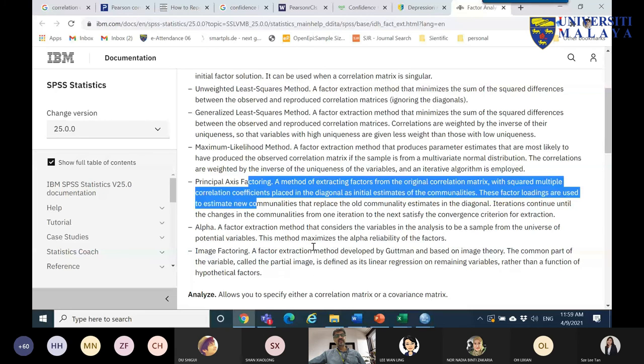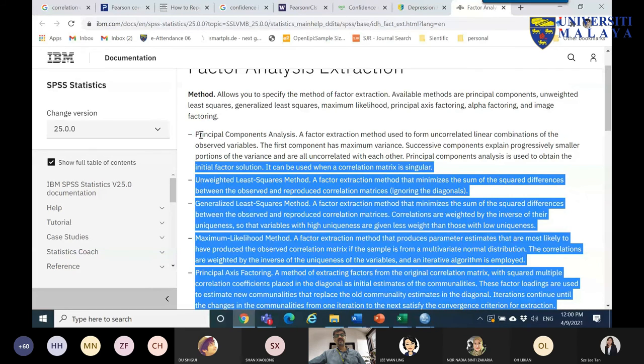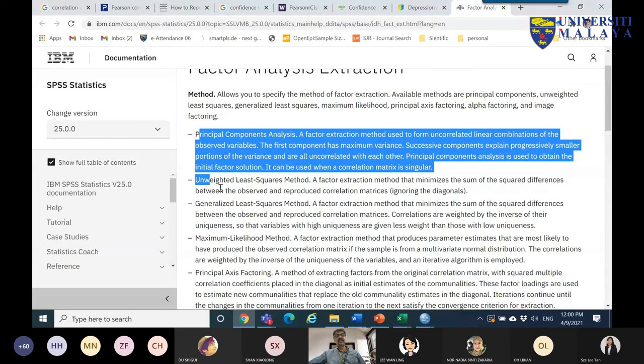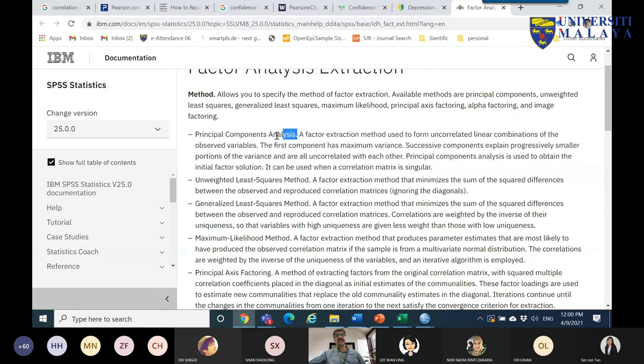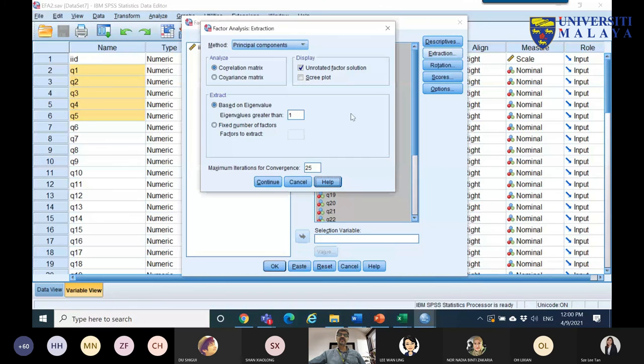I don't want to go through these details. Of course, if anybody is interested in knowing more about factor analysis, you know how to find it. Very simple: go to Help and read more. You can find more references regarding each of these techniques. But as a common technique in many resources, PCA is one of the most common techniques for extraction of components among items, or indicators.